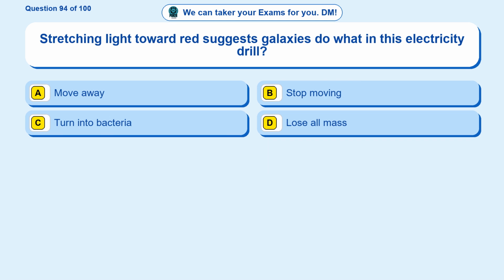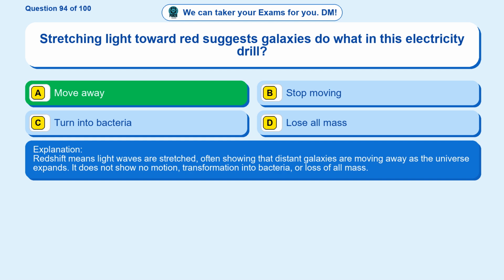Question 94. Stretching light toward red suggests galaxies do what in this electricity drill? Option A, move away. Option B, stop moving. Option C, turn into bacteria. Option D, lose all mass. The correct answer is option A. Move away. Redshift means light waves are stretched, often showing that distant galaxies are moving away as the universe expands. It does not show no motion, transformation into bacteria, or loss of all mass.